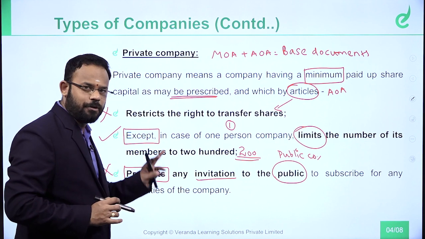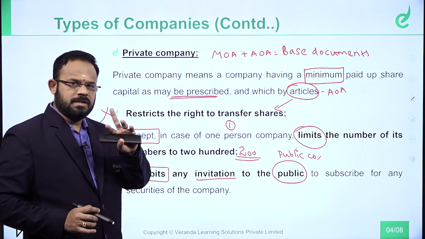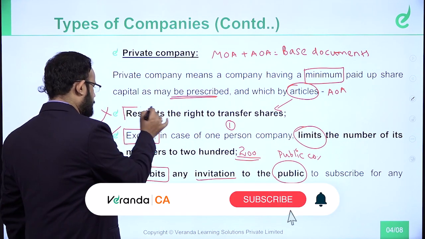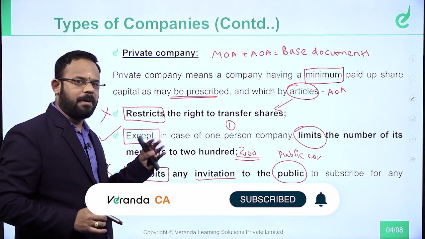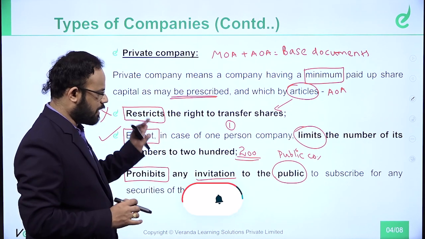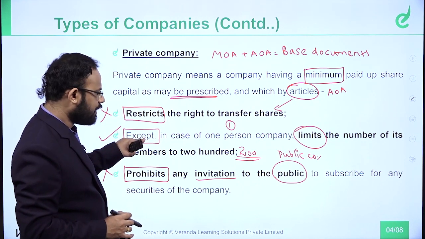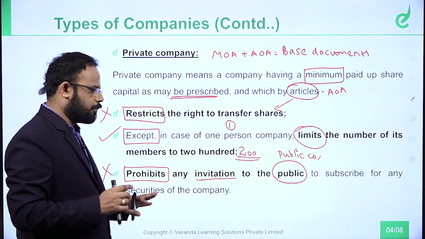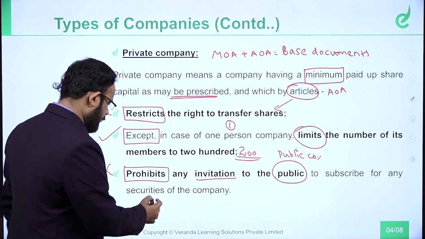Now this is a negative point. See whether it is a positive point, or except, subject to, or a negative point. See the negative here, restrictive. So I have put it here saying that apart from this, anything will be covered. Are we clear with this point? So it restricts the right to transfer shares, except in case of one-person company, 200 members will be there. Prohibits any invitation to the public to subscribe for securities of the company.